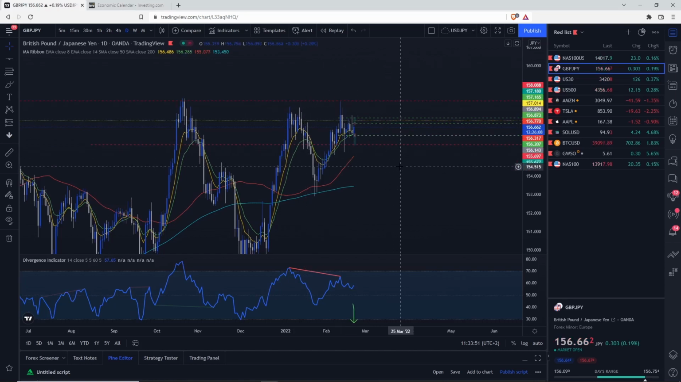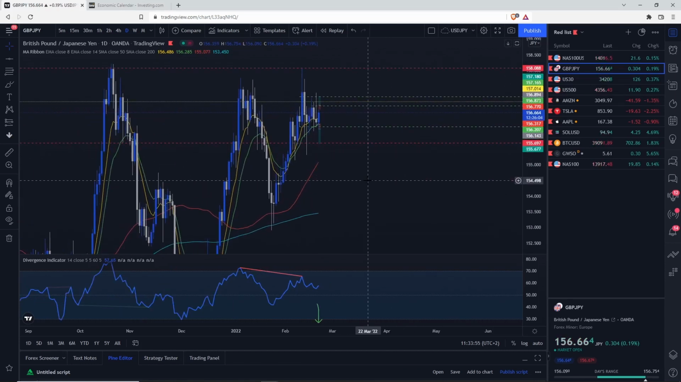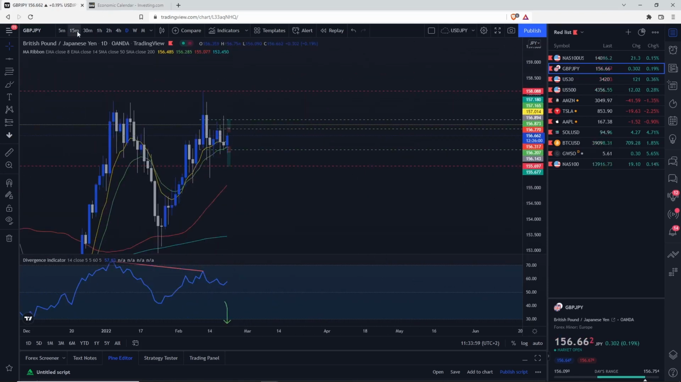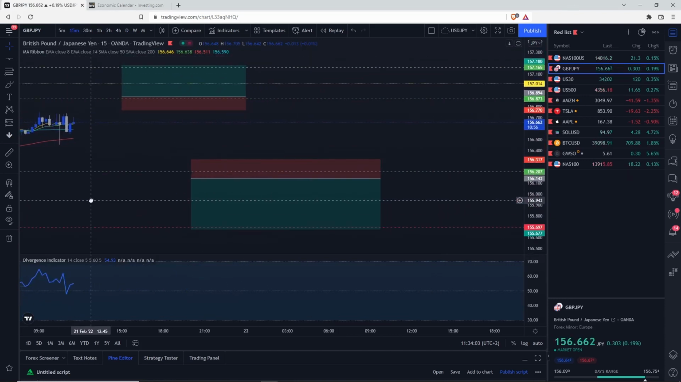Like I say, I'm going to do follow-up calls on a follow-up video with everybody, and then we're going to touch base about where we are. So just take note of these areas. Let me just quickly go back to 15-minute for you. Right? This is what I'm looking out for on GBPJPY.